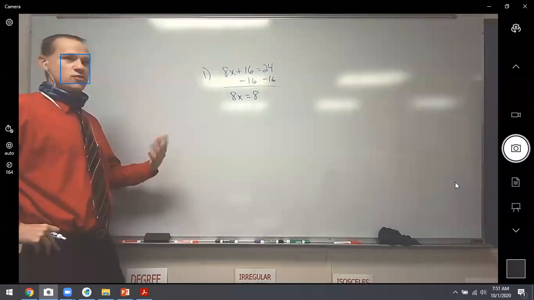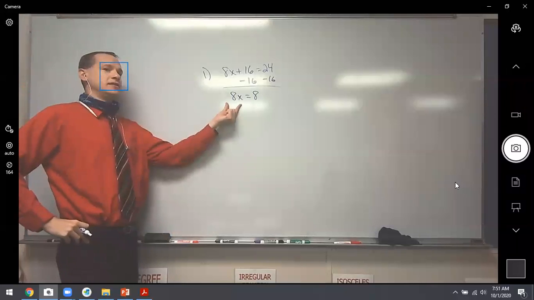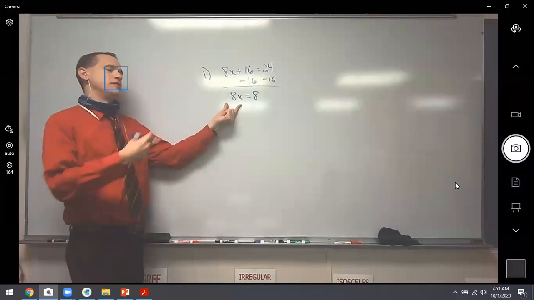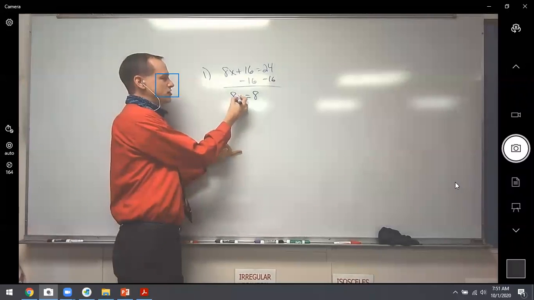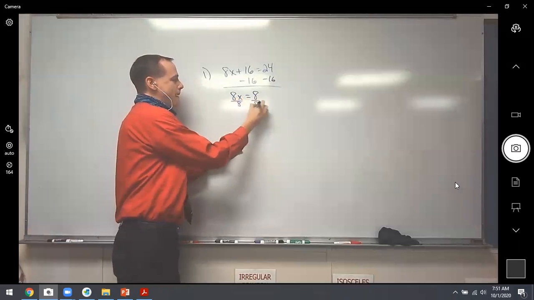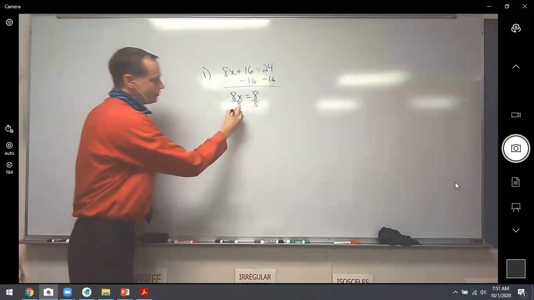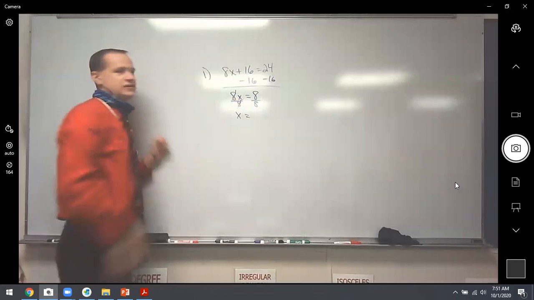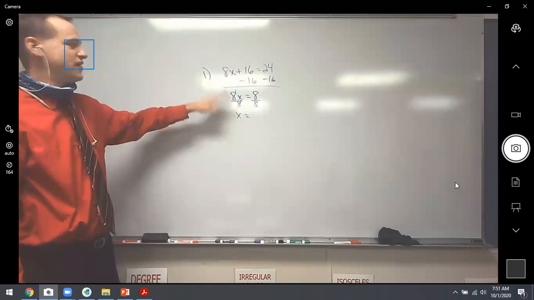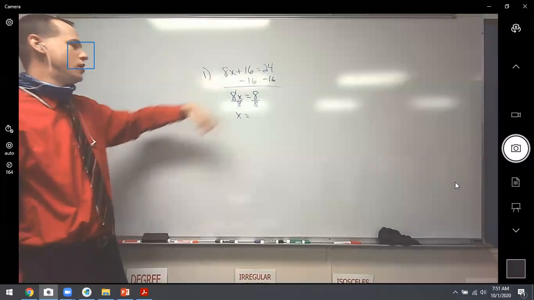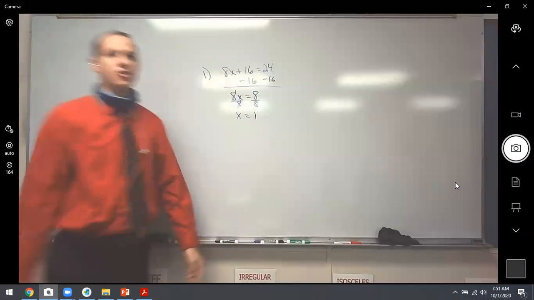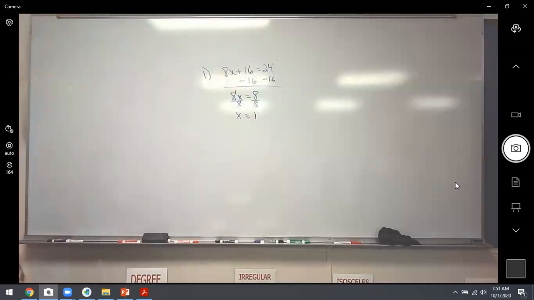And then you ask yourself again, why is x not by itself? It's times 8. So how do I undo multiplying? I undo it with division. So to undo this times 8, I will divide both sides by 8. The 8's cancel, they leave a 1. Anything divided by itself is 1. 8 divided by 8 is 1, and same thing over here, 8 divided by 8 is 1. So I have 1x equals 1, or just x equals 1.